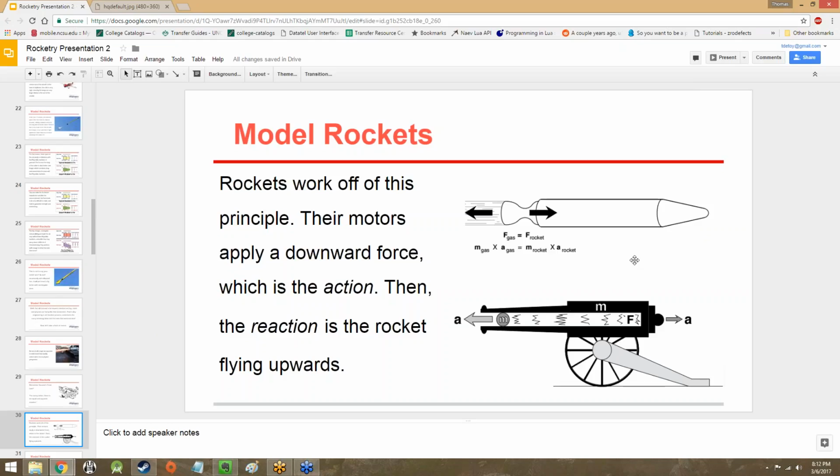The opposite reaction in this case is the rocket moving forwards. Pretty basic stuff, right? In the example here, this is the explosion forcing the cannonball this way, which is actually forcing the cannon backwards, or vice versa. Really, it depends upon your perspective which one is the initial force. So anyway, the motors apply a downward force, which is the action. Then, in this case, the reaction is the rocket flying upwards.